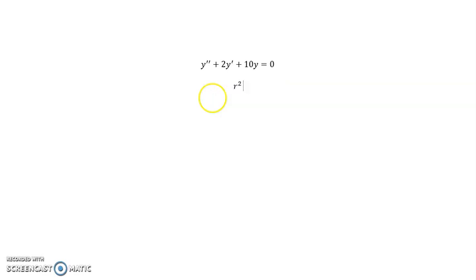We're going to obtain an r squared. The constant from the second term gets coupled with an r, and then the term by itself that involves no derivatives will just become a constant. And again, you can see how we obtain the characteristic equation by looking at my other constant coefficient videos.